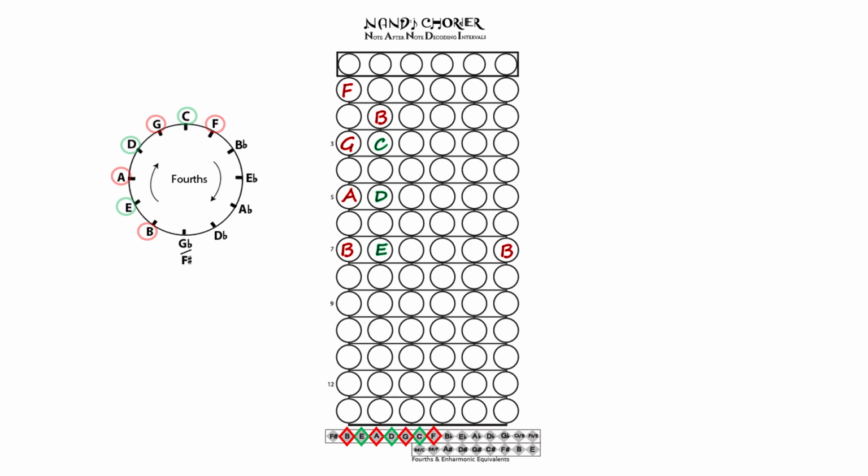On the top 2 strings, we start with B. F sharp is a fifth above B, a whole step below is E, a fourth, followed by A, then D to G, and finally C to F.